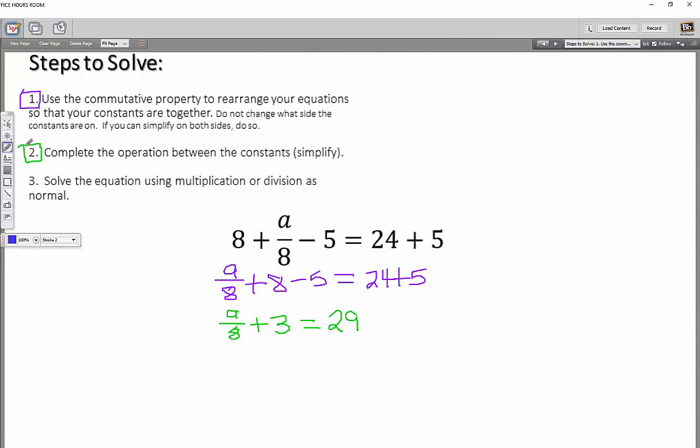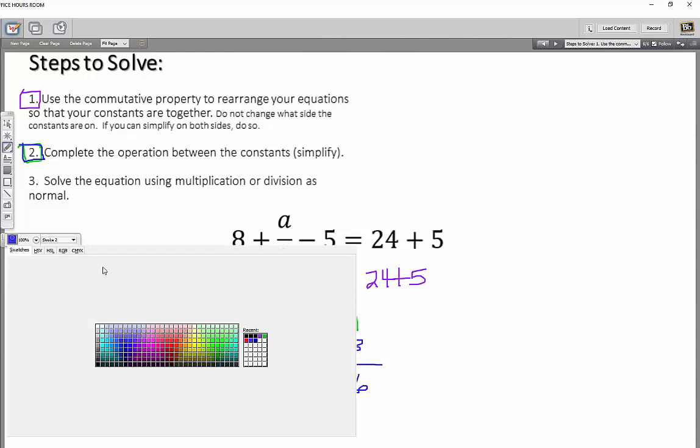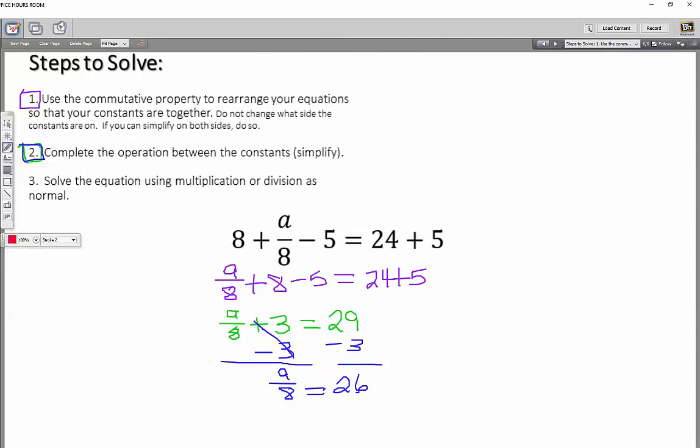Now, we want to get all of our constants together on the same side of the equal sign. We need to undo the addition of 3 from a divided by 8. Remember, we're going to do that through our inverse operation. Since we are adding, we want to subtract 3 on both sides. A divided by 8 plus 3 minus 3, our plus 3 and minus 3 cancel out to leave us with a divided by 8. 29 minus 3 is 26. We now have the equation a divided by 8 equals 26.